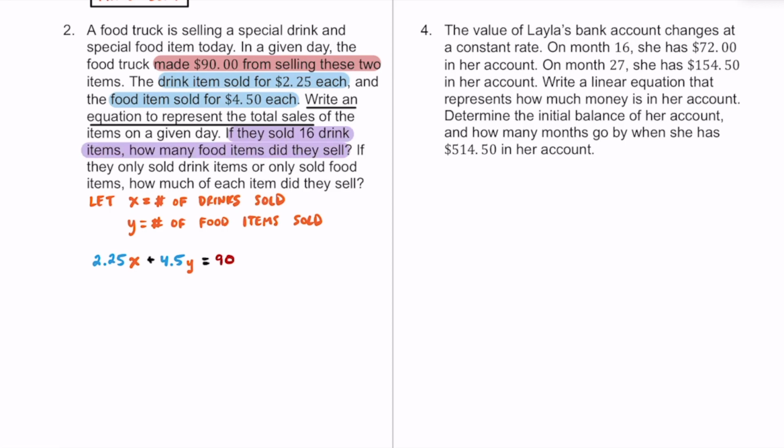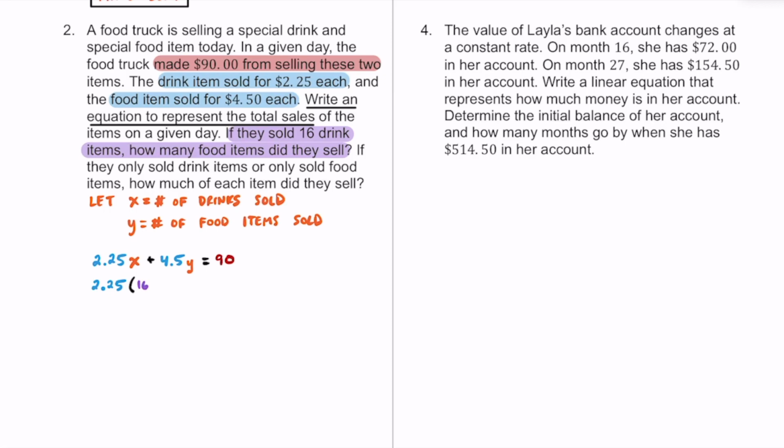All right, next we're asked a hypothetical of if they sell 16 of these drink items. Now, the drinks are going to be x. So for the 16 here, let's go ahead and plug in 16 for x. They want us to find out how many food items they're going to sell. Food items is going to be y, so we're going to be solving for this y value. And so substituting in, we are selling each of these drinks for $2.25. Let's go ahead and multiply that by 16 since we're selling 16 of them here.